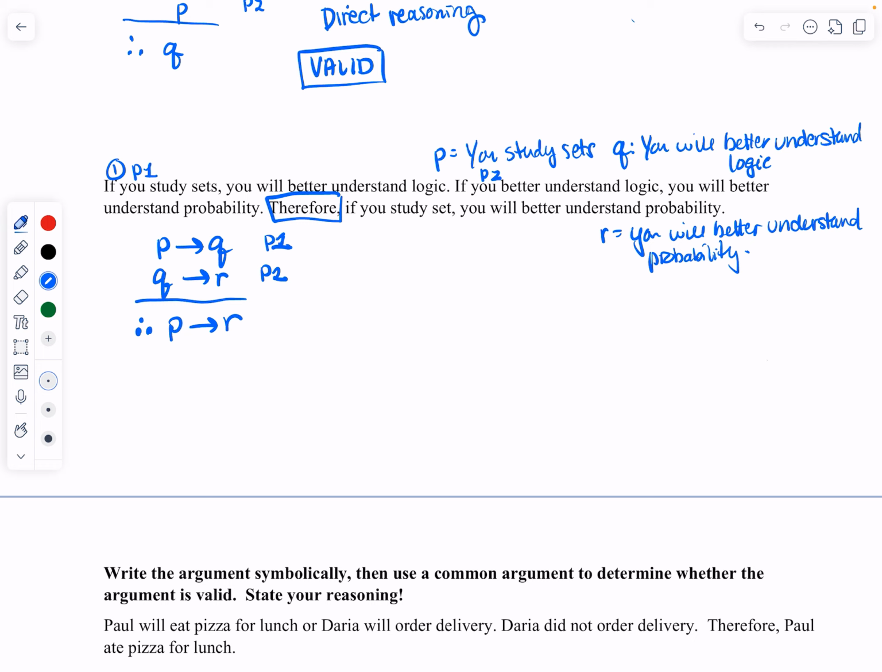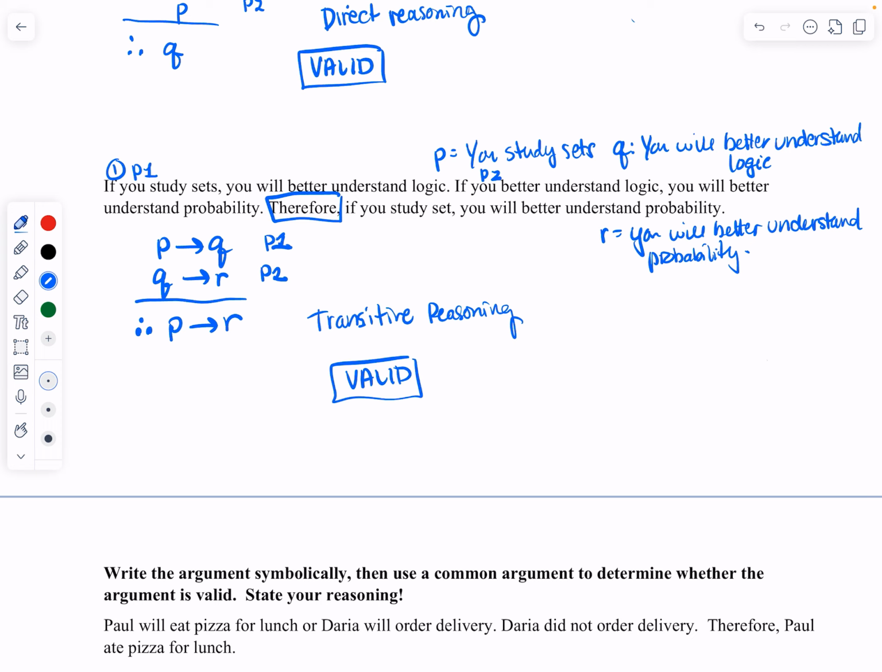All right, so if I look at my table, I see that that matches up with transitive reasoning. If P then Q, if Q then R, therefore if P then R. So that is transitive reasoning. Therefore, this argument is valid.